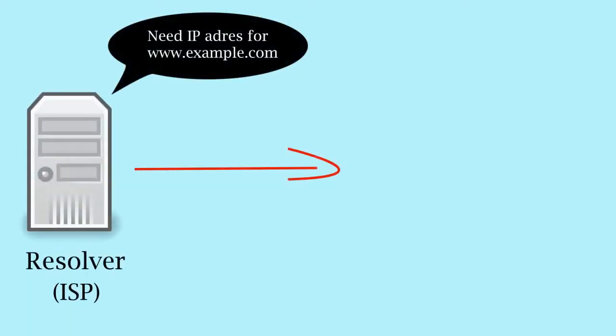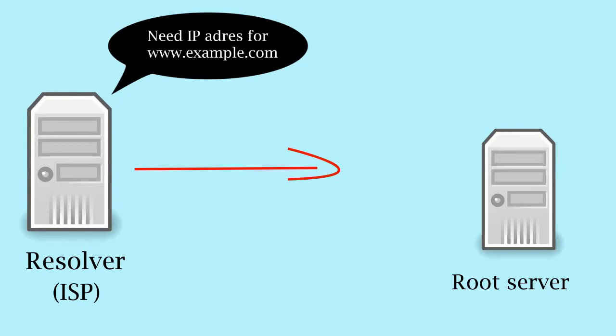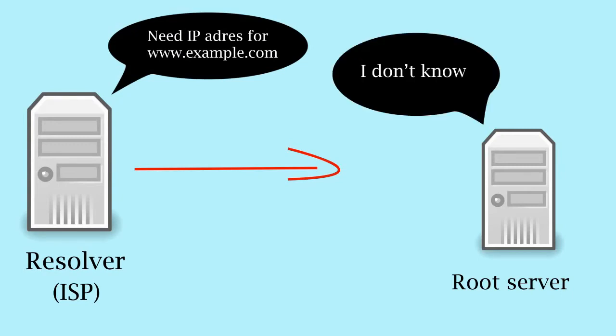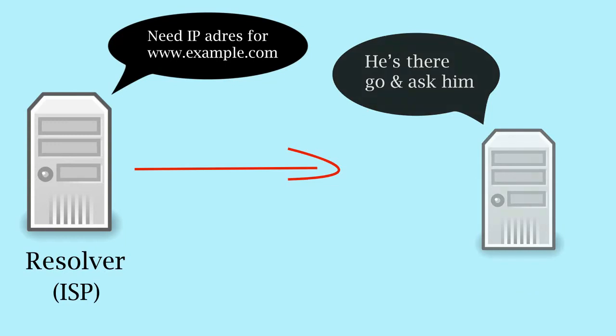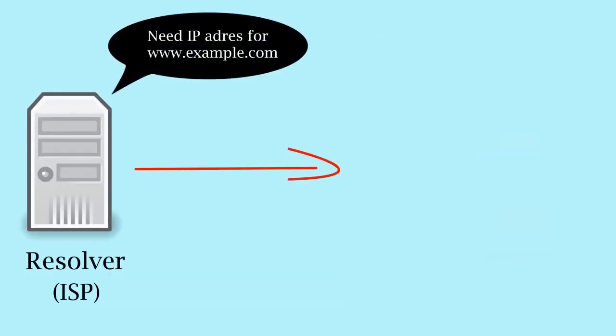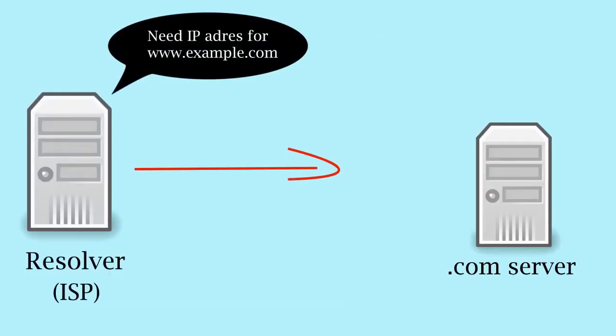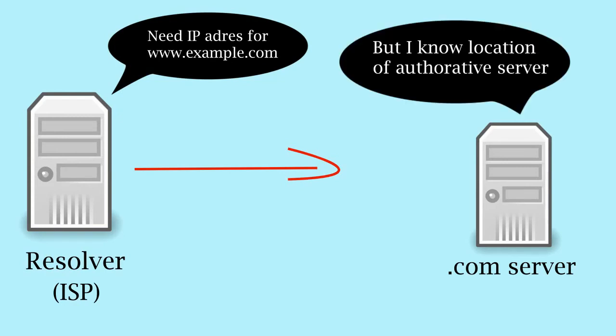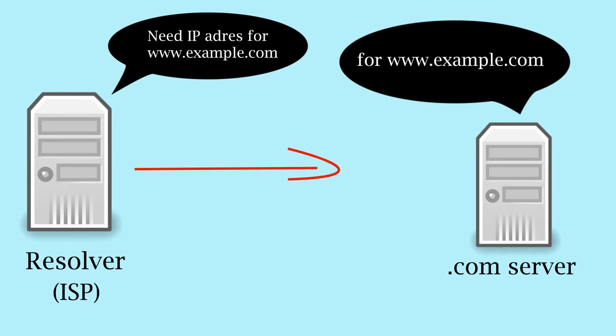Let's go back to the resolver. The resolver first goes to the root server and asks for the IP address. The root server says, I don't know, but I know the location of .com servers. It's there. Go and ask him. Then the resolver goes to the .com server and asks for the IP address. It says, I don't know, but I know the location of the authoritative server for www.example.com. It's there. Go and ask him.